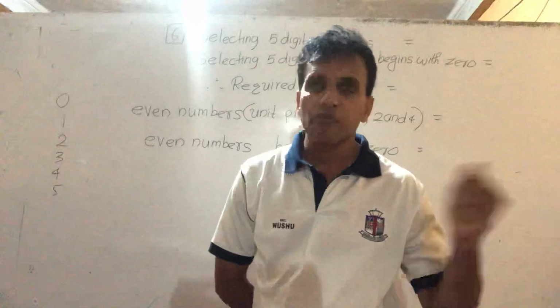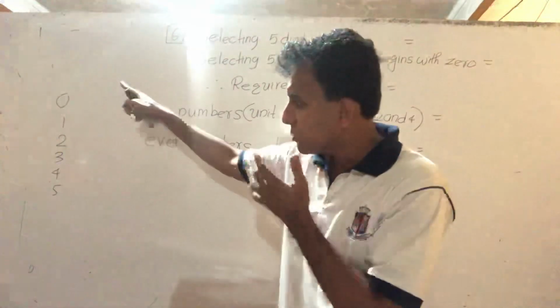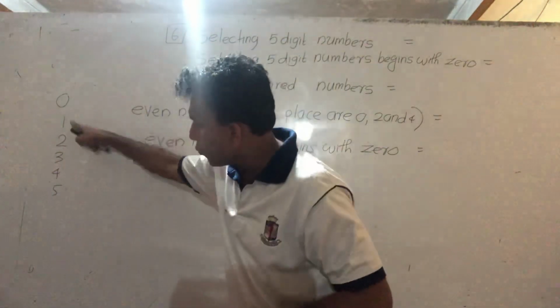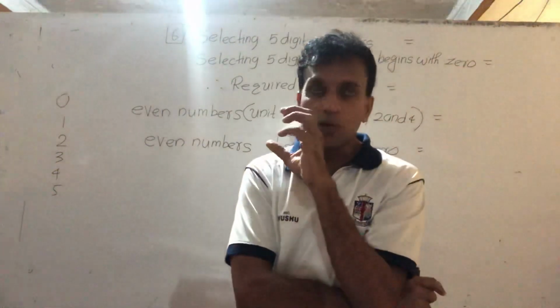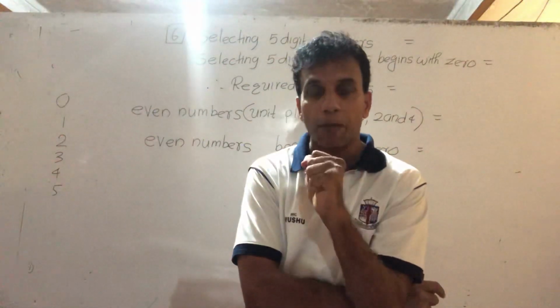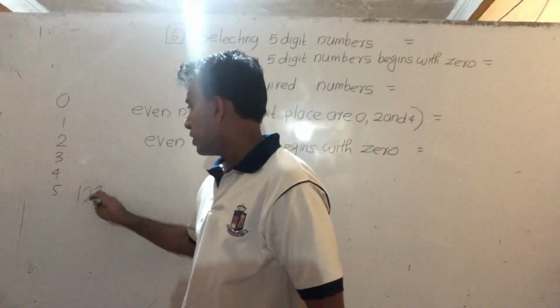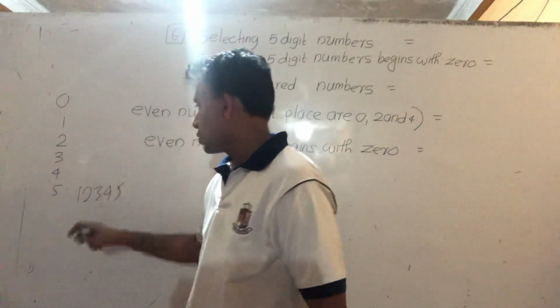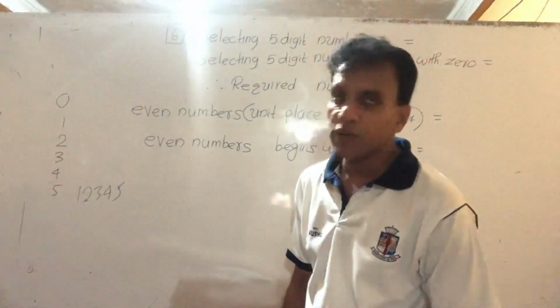No number starts from 0. Very simple. 5 digit number. Using these, there are 1, 2, 3, 4, 5, 6 numbers available. We need to rearrange a 5 digit number, for example, 1, 2, 3, 4, 5, 12,345. Like that, a 5 digit number.